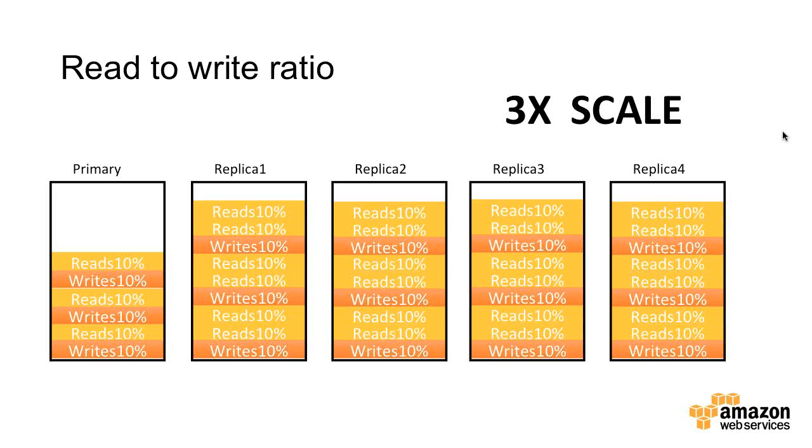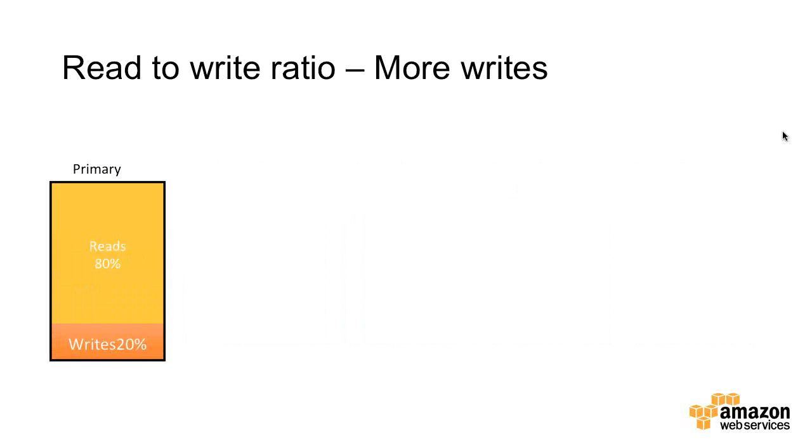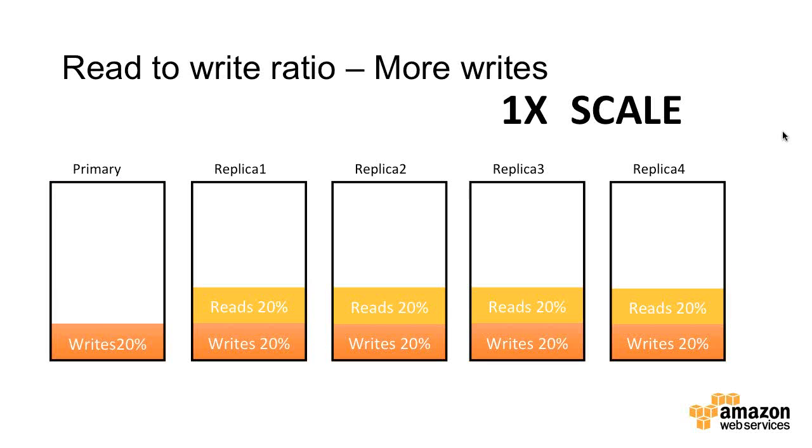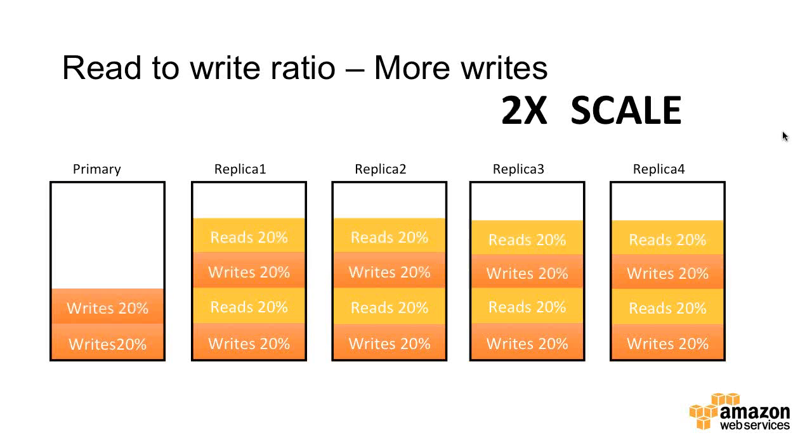So it gives you 3x scale, but if there are more writes than reads, you will see that your scale comes down, because more writes basically mean that the writes cannot go into the replicas, and they also increase the replication lag. The more writes there are, the more eventually consistent your reads become. So the more the lag is, the more eventually consistent the reads are. So I'm not able to really achieve more scale if my reads increase.